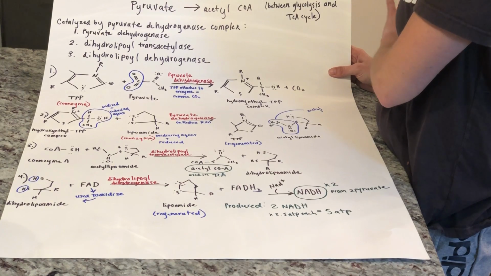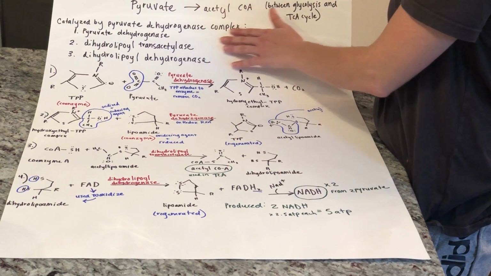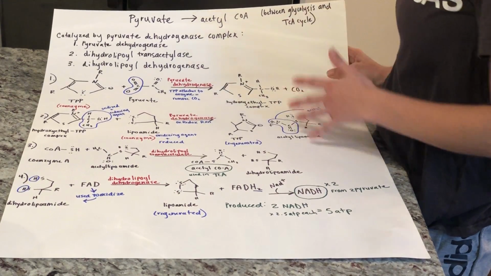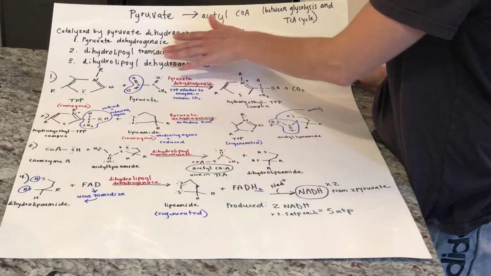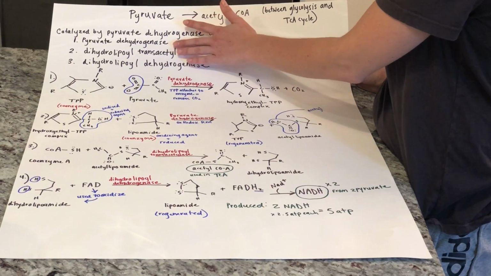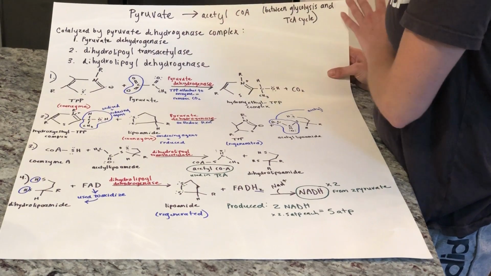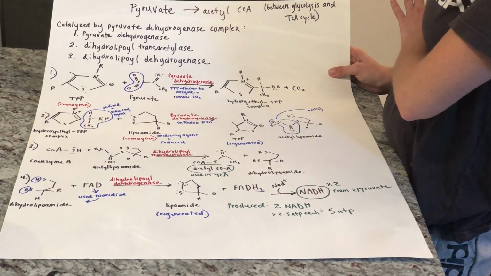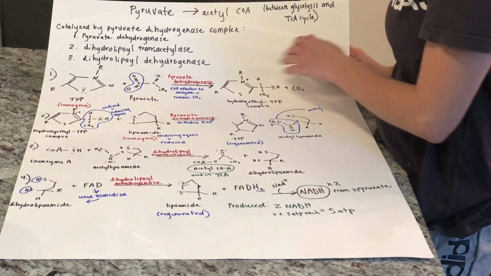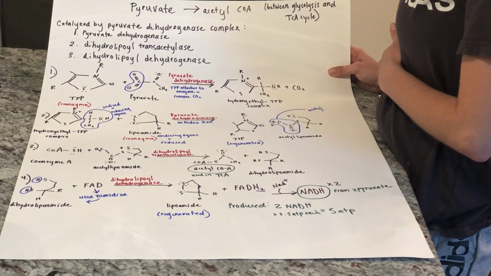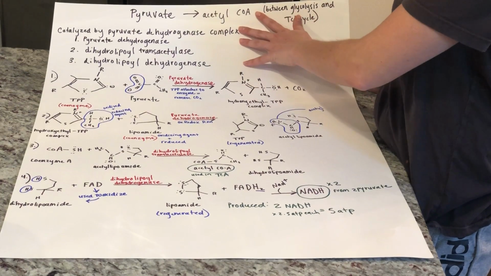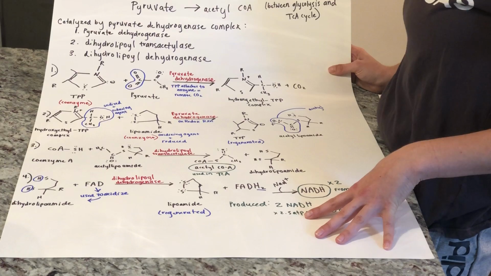The whole reaction itself is going to be catalyzed by pyruvate dehydrogenase complex, which is actually made up of 3 different enzymes. So the first one, E1, we have pyruvate dehydrogenase, E2, dihydrolipoyl transacetylase, and then E3, dihydrolipoyl dehydrogenase. So this complex is going to catalyze all of these steps.